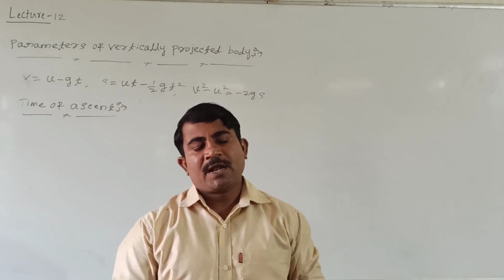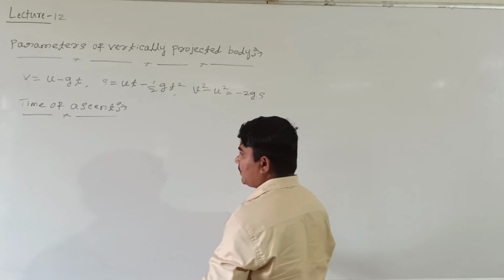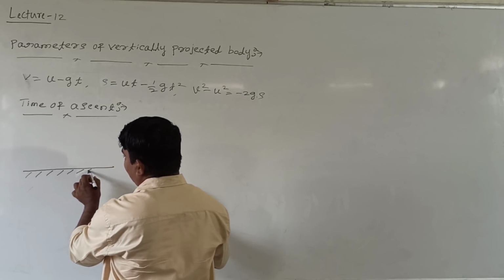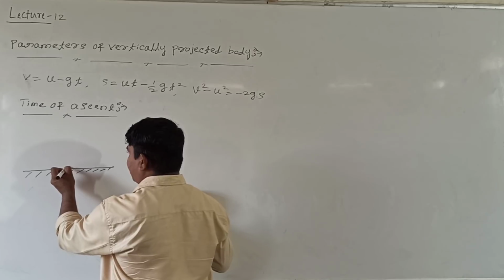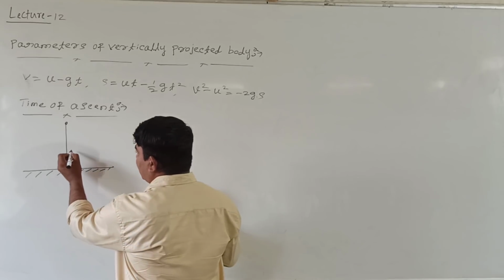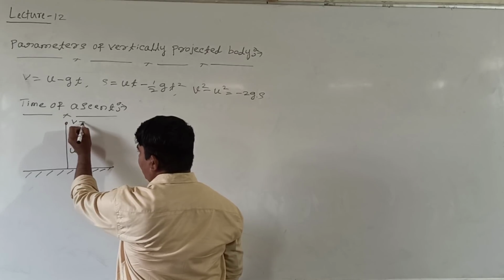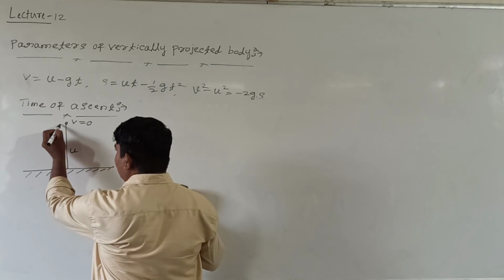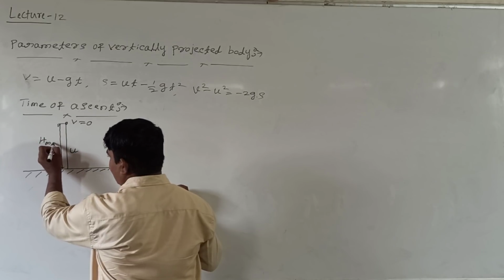How to see this? Now again I will take the ground. On the ground, let us take any body projected. Are you following? Look at me. This is nothing but the ground you can take. From this ground, let us consider this body projected. The body is projected with initial velocity u. When it reaches the top, what about the final velocity? That is 0. Right or wrong? This is nothing but the maximum height.